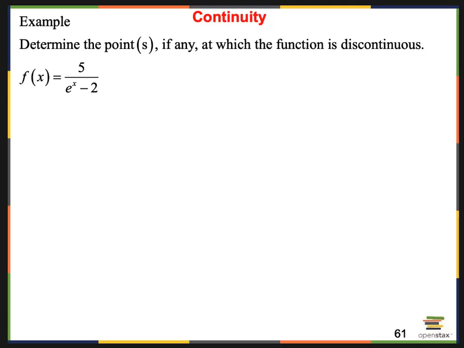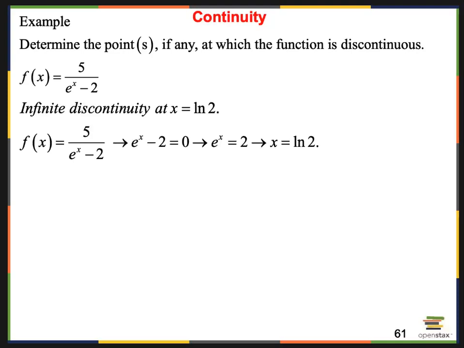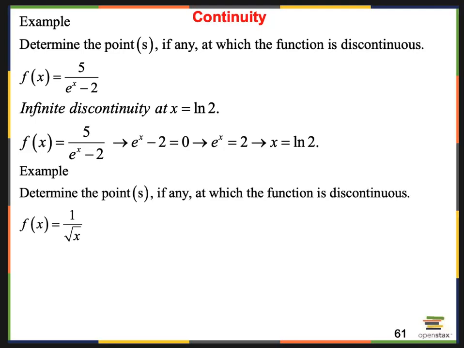So let's look at an example. Determine the points, if any, at which the function is discontinuous. Infinite discontinuity at x equals ln 2. So what are we talking about here? Let's look at our function.